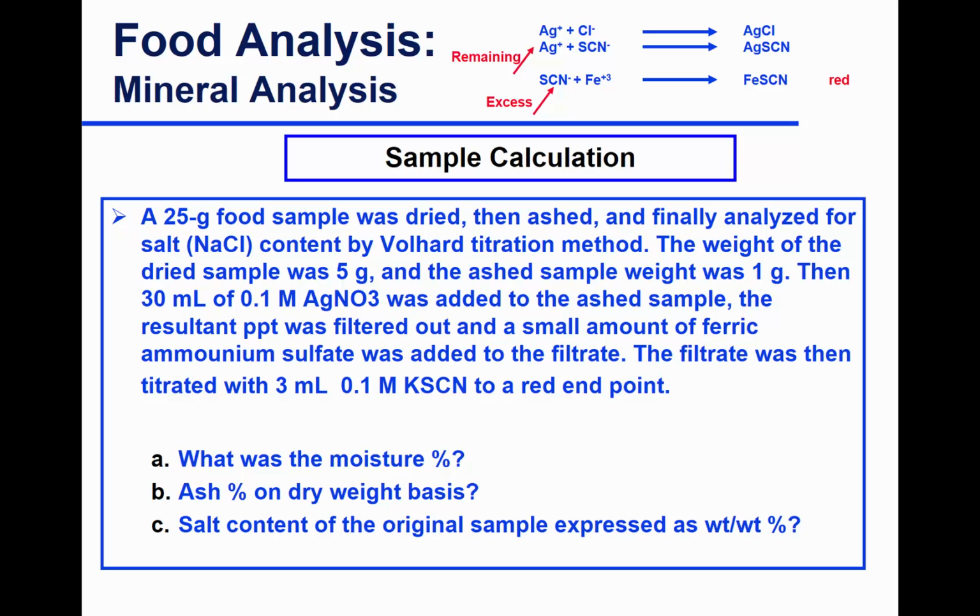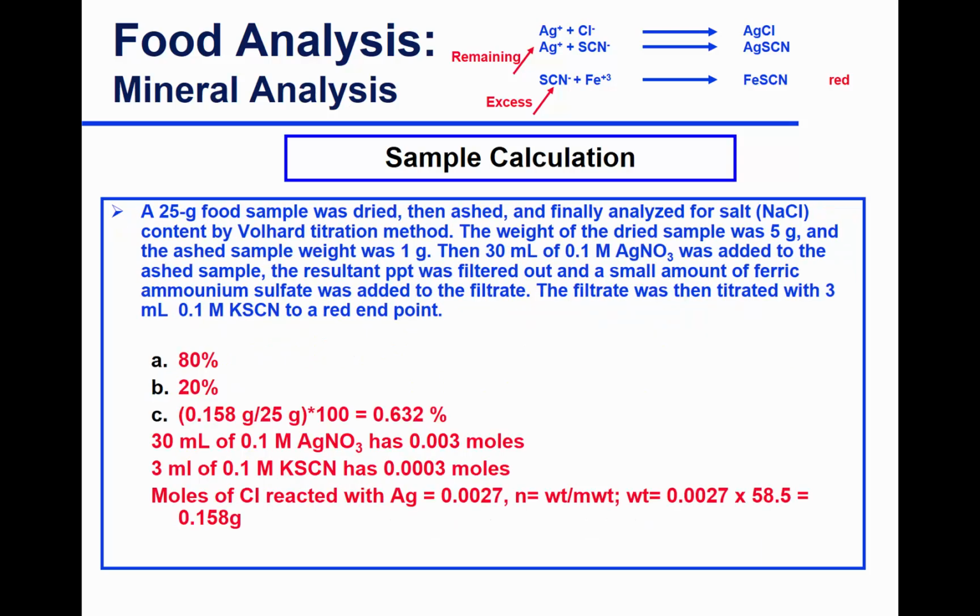So let me put these numbers. The difference would be 0.0027. So this much silver reacted with chloride, so I would have this much number of moles of sodium chloride. So I will multiply this by the molecular weight. I will get the mass. And then I take the mass, divide it by the original weight, multiply by 100, and I get the percent salt.